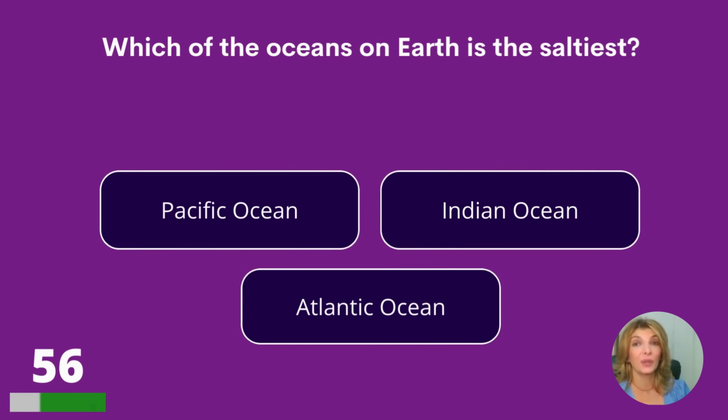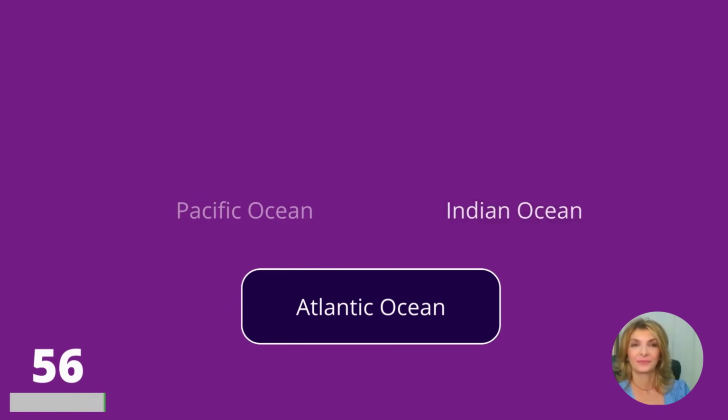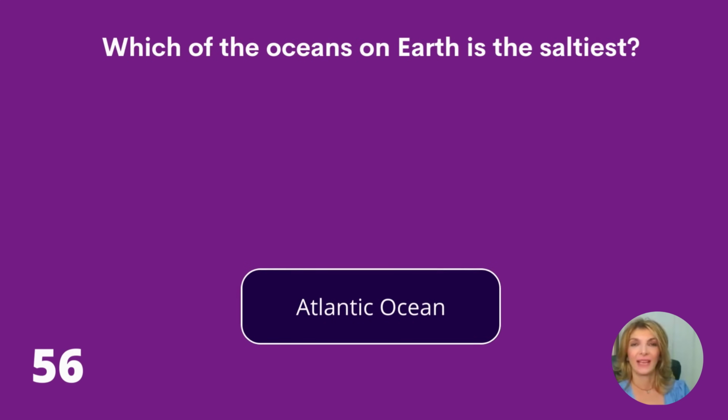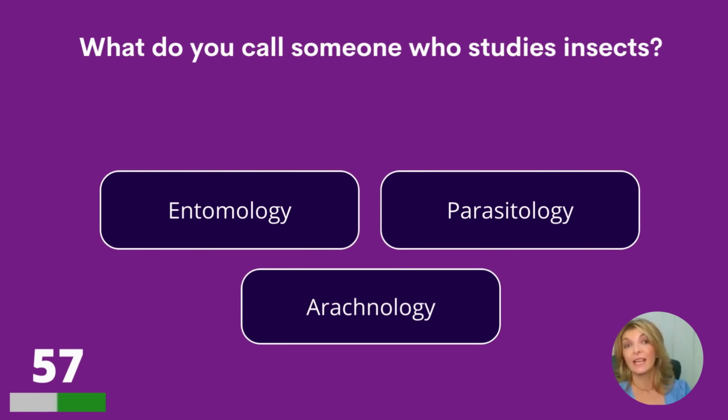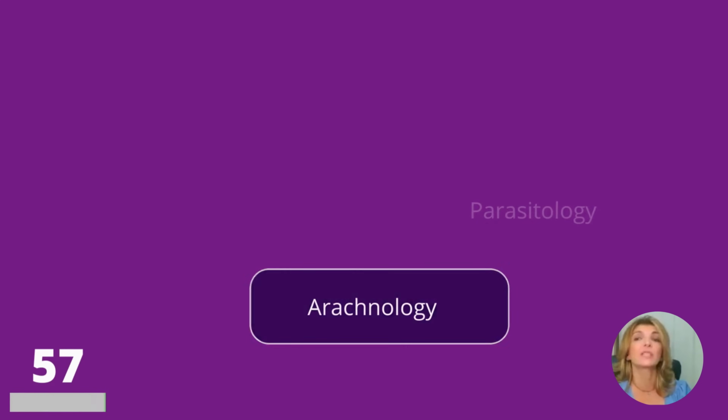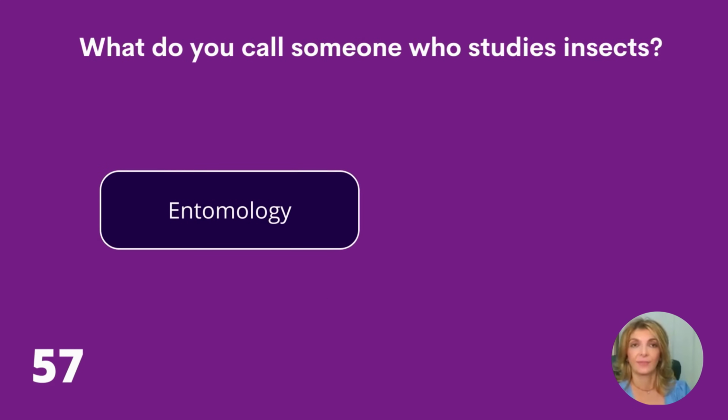Which of the oceans on Earth is the saltiest? The Pacific Ocean, the Indian Ocean, or the Atlantic Ocean? The Atlantic Ocean. What do you call someone who studies insects? Or rather, what is the study of insects? Entomology, parasitology, or arachnology? Entomology, the study of insects.